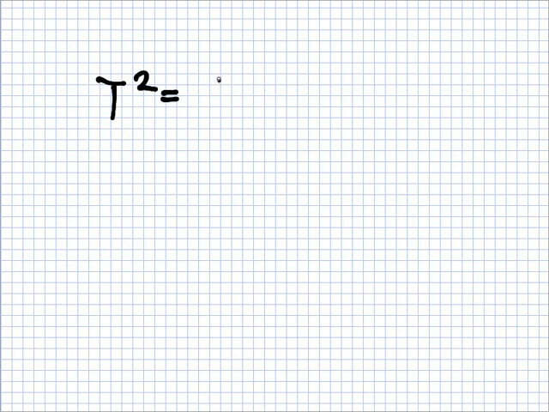T squared equals. There's a G. No. Shh, don't help me. It's the only way I'll remember. 4 pi G M over R cubed. No.